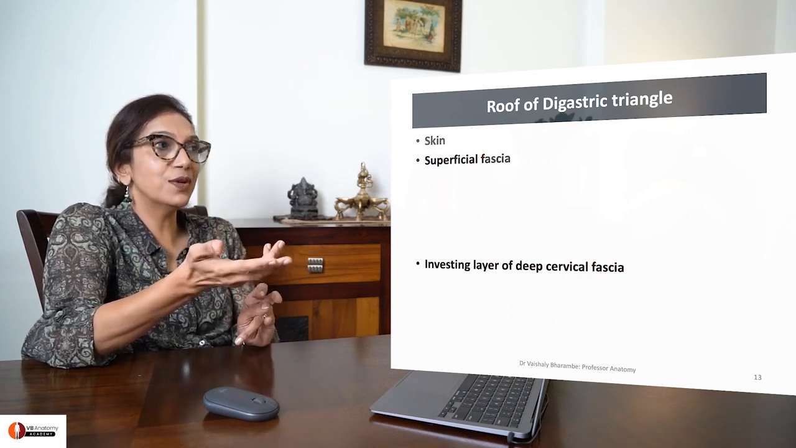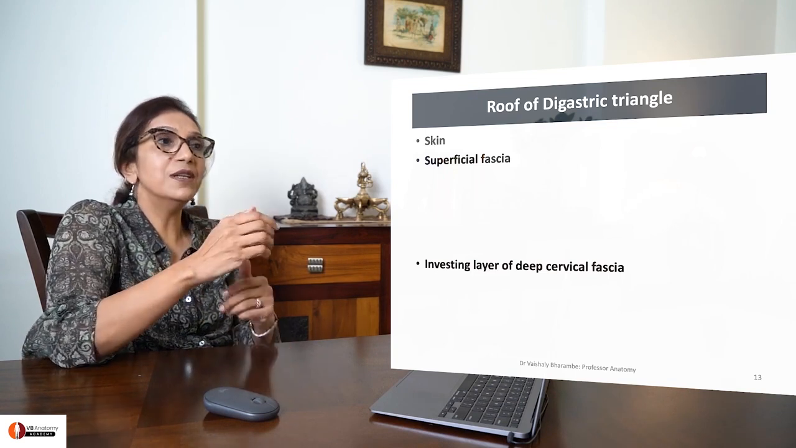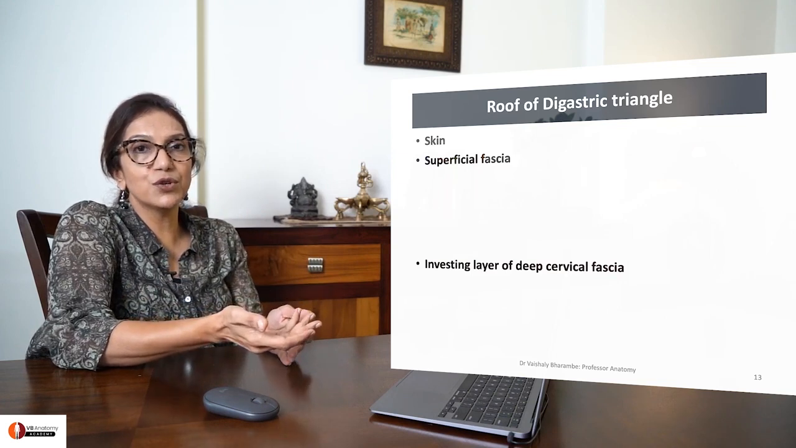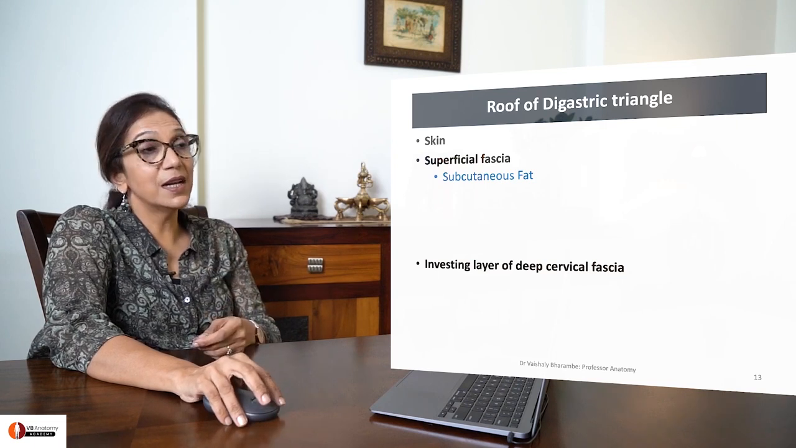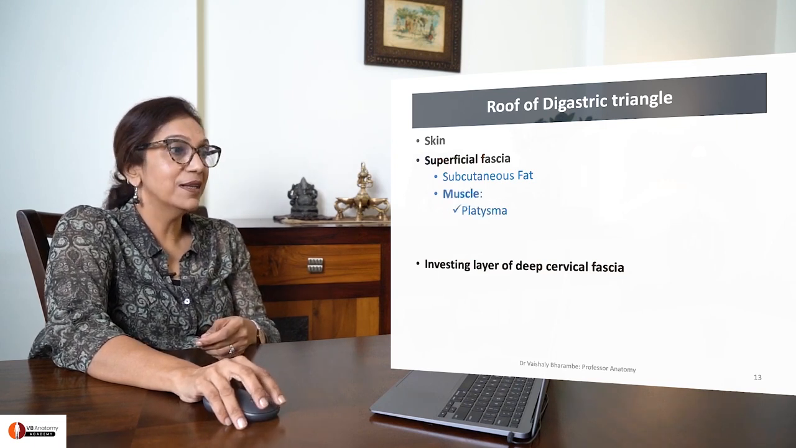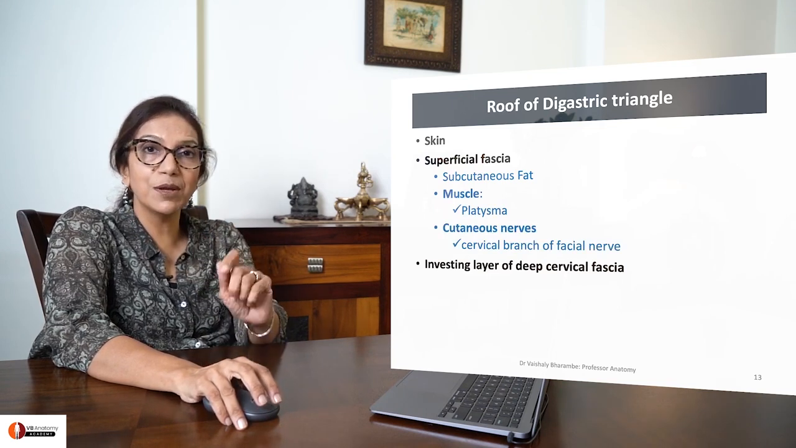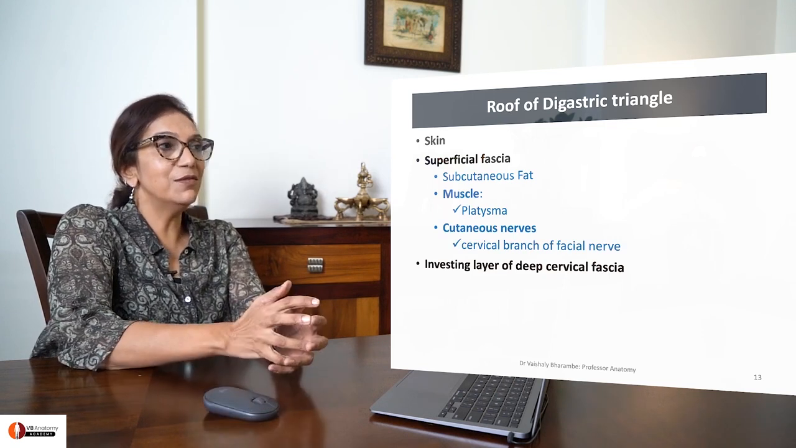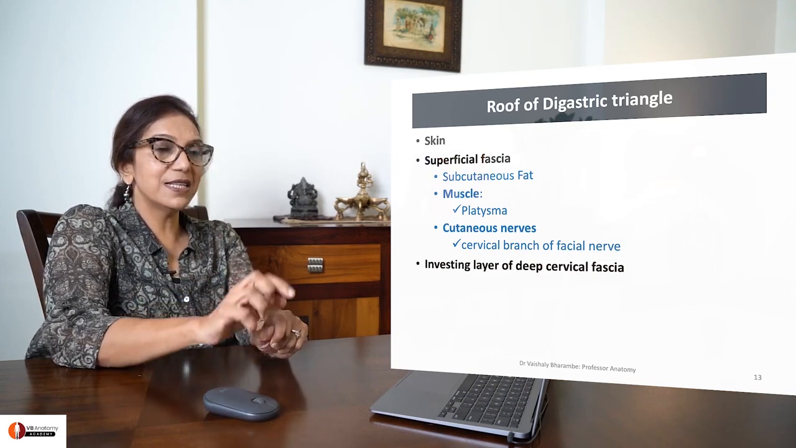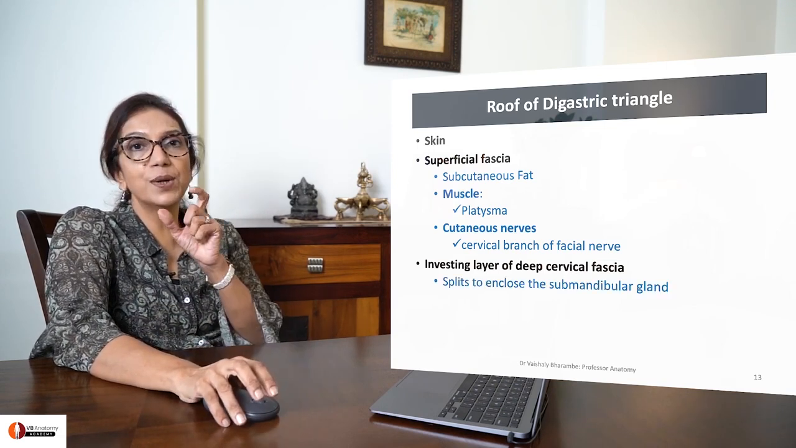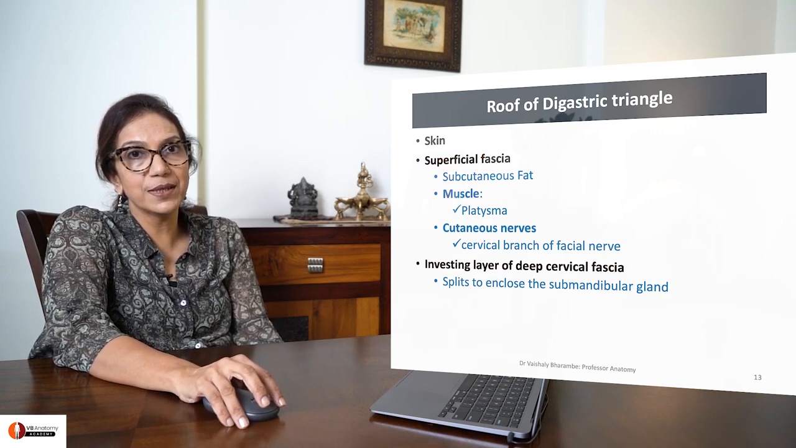Roof. Roof as usual, always it is skin, superficial fascia, deep fascia. But what specifically in superficial fascia you need to know. So the superficial fascia contains fat, contains a muscle called platysma, and contains cutaneous nerves, specifically cervical branch of facial coming from parotid gland. In investing layer of deep cervical fascia also there is something to be noted. This investing layer of deep cervical fascia splits to enclose your submandibular gland. It would be good if you were smart enough to mention this.